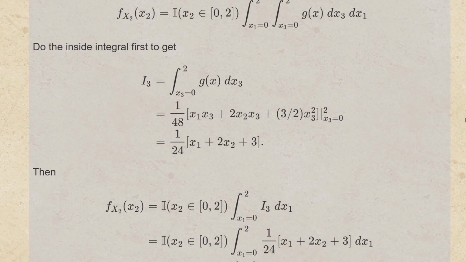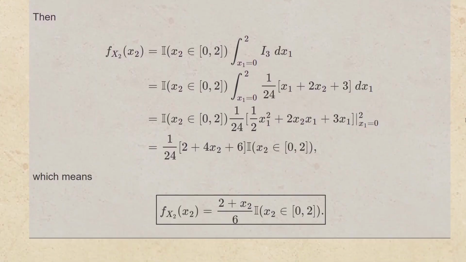We've integrated them out. To get to then the density of x sub 2, we take that I sub 3 value and we integrate out x sub 1 from 0 to 2. When we do that anti-differentiation, we end up with f sub x sub 2 at little x sub 2 being (2 plus little x sub 2) over 6 times the indicator x sub 2 runs from 0 to 2.